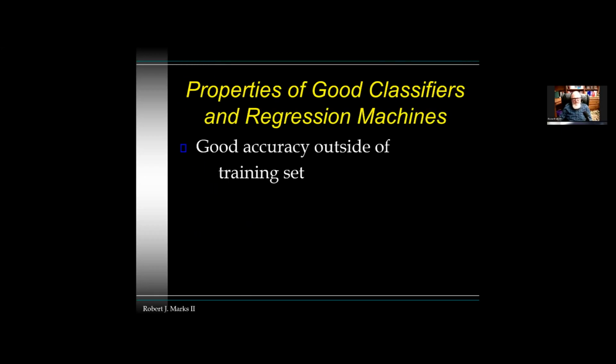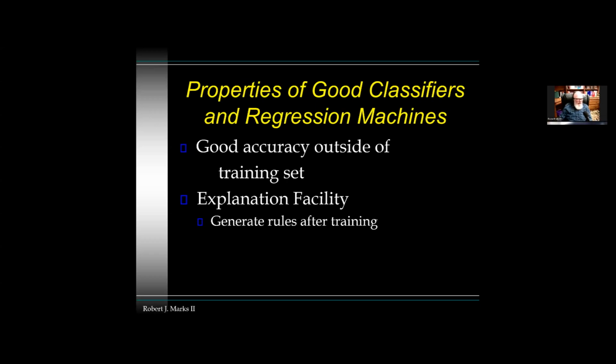So, what are properties of good forecasting? Good classifiers and regression machines. Number one is their ability to interpolate. They have to have good accuracy outside of the training set. We certainly want that. Another thing is we would like an explanation facility. We would like to generate rules after training. Neural networks are incredibly lacking in doing this thing.